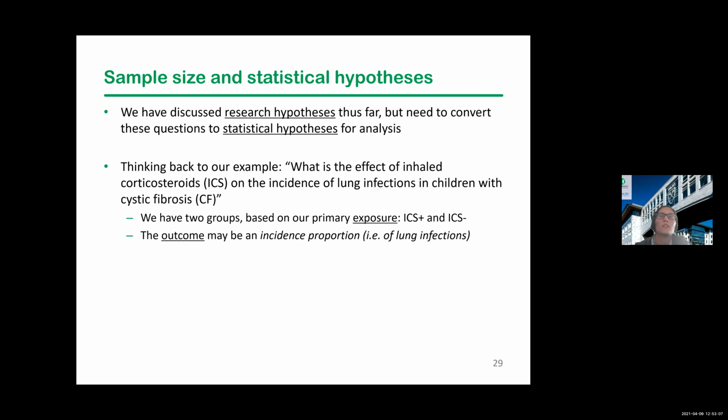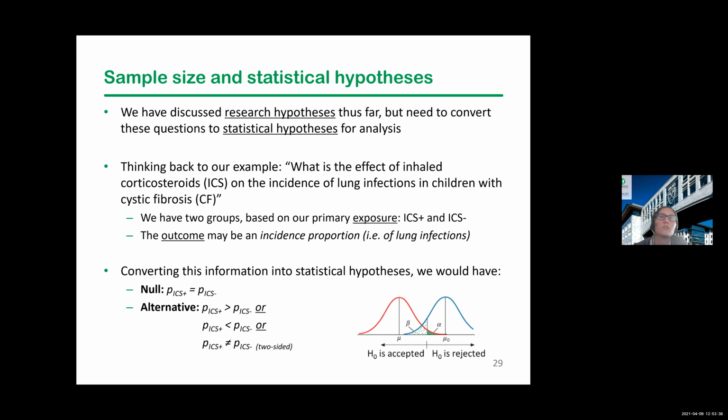So thinking back to our example, what is the effect of inhaled corticosteroids on the incidence of lung infections in children with CF? So we have two groups based on our primary exposure. We have the ICS exposed group and the ICS non-exposed. And so our outcome is looking at that incidence proportion of lung infections. So we need to convert this into a stats hypothesis in order for us to do the sample size calculation.